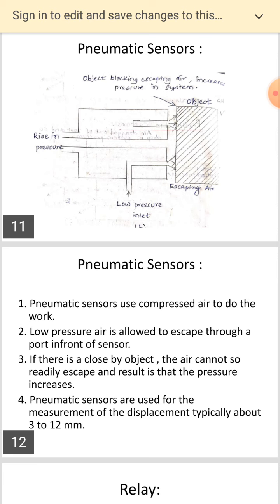Pneumatic sensors are used for the measurement of displacements in the range of fractions of millimeters, which is typically 3 to 12 mm.